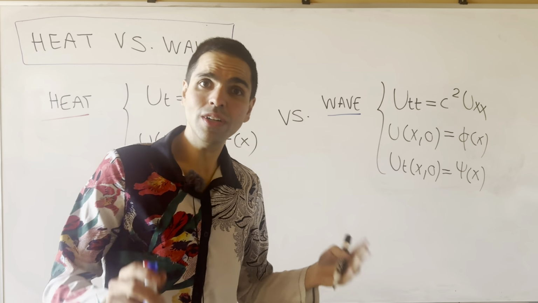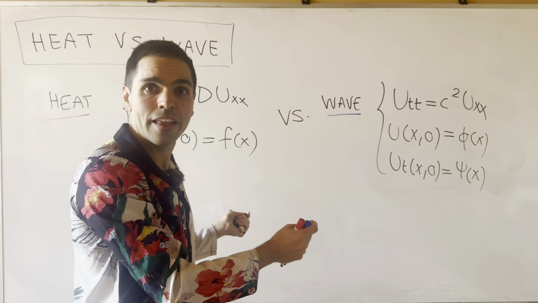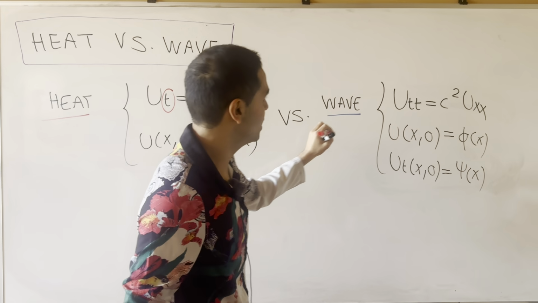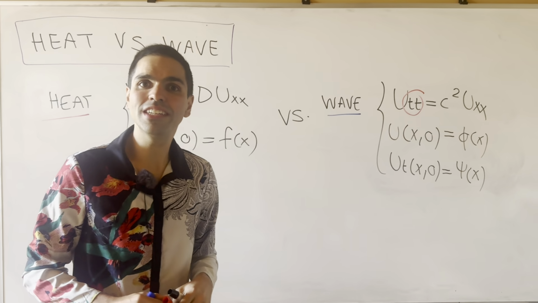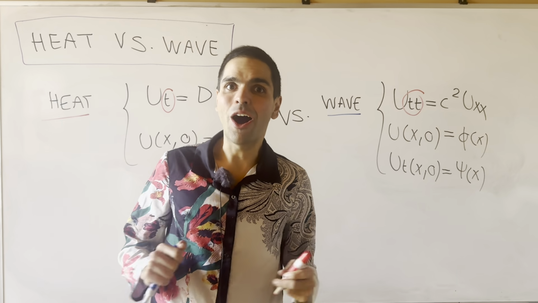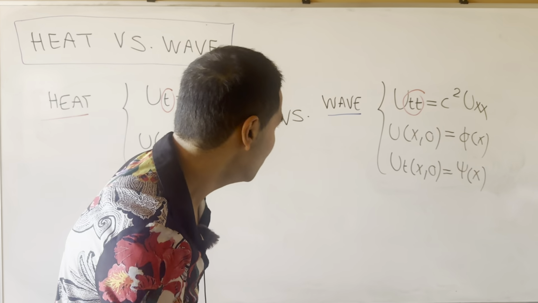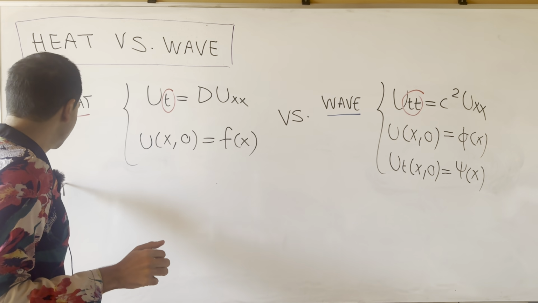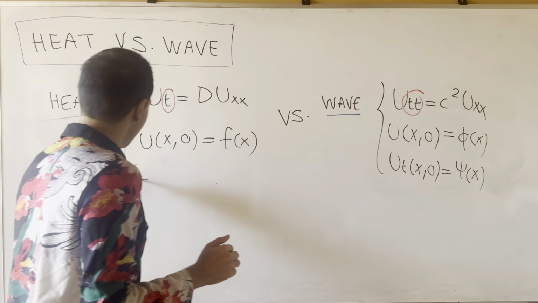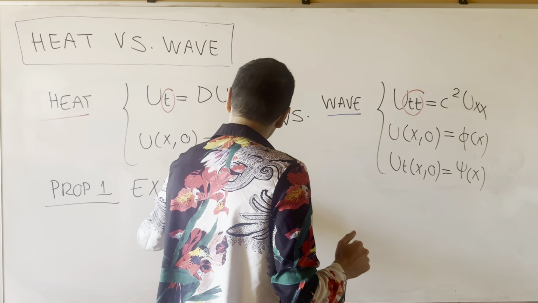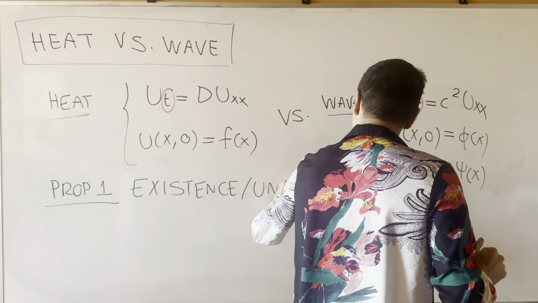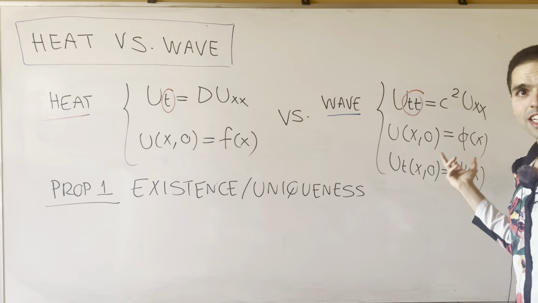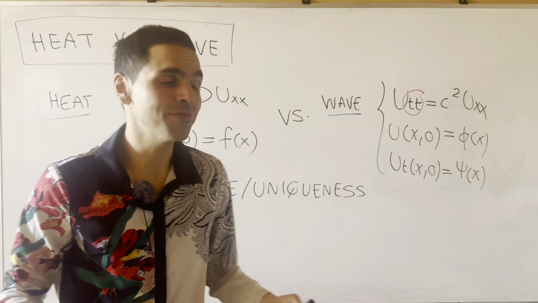And what we want to do in this video is compare them, and in particular we will see that this little change here, changing u_t into u_tt, has a huge effect, almost like a butterfly effect. And so here are the 5 main properties we want to study. First of all, existence and uniqueness. In other words, does each equation have a unique solution?